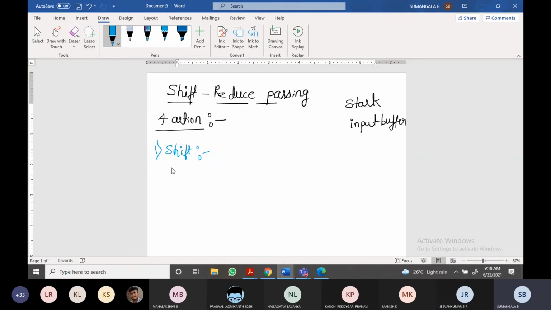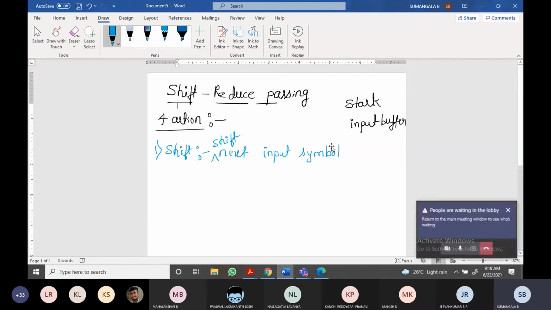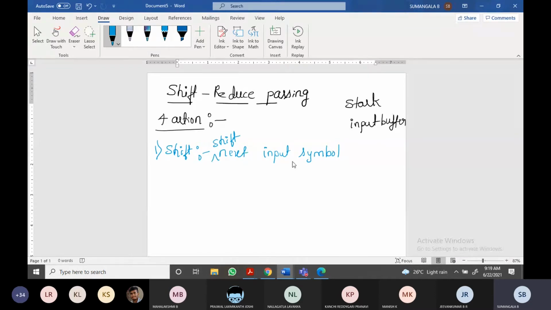So when we have a shift, the next input symbol will be pushed onto the stack, or put onto the top of the stack. That is also called a shift. Here we have to explain with respect to the shift action: shift the next input symbol onto the top of the stack. That is the first action that takes place in shift reduce parsing.